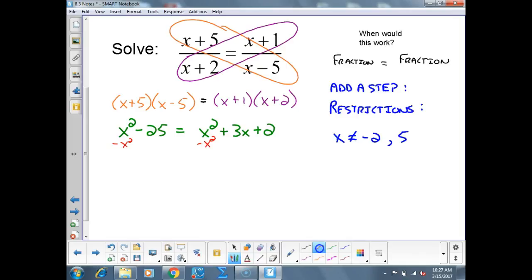Right? So now I've got negative 25 equals 3x plus, whoa, where'd my x squared go? Went away, right? So now what I need to do next changes. Now I don't have to get everything onto one side. Now what do I have to do? I've got to get x on one side, numbers on the other side, right? So what do you got, Ben? Subtract 2 from both sides.